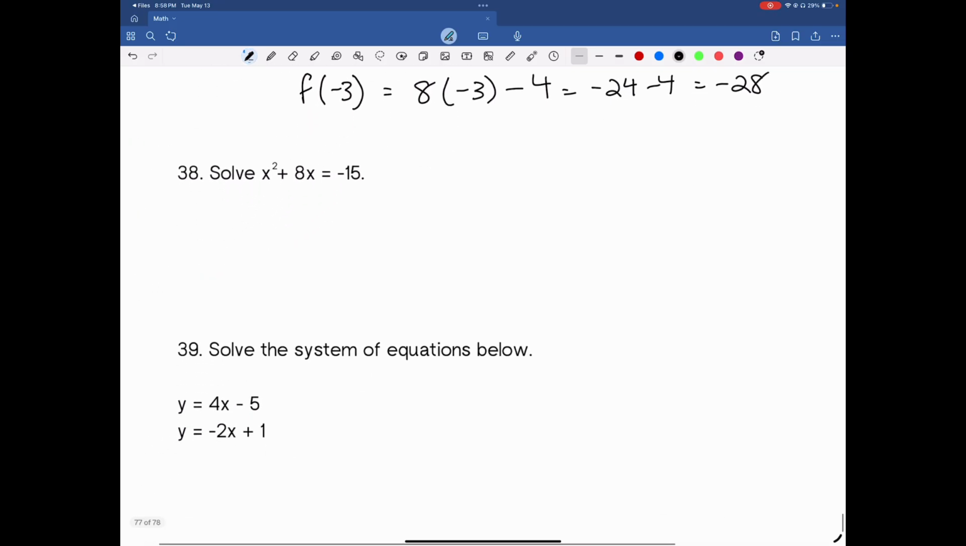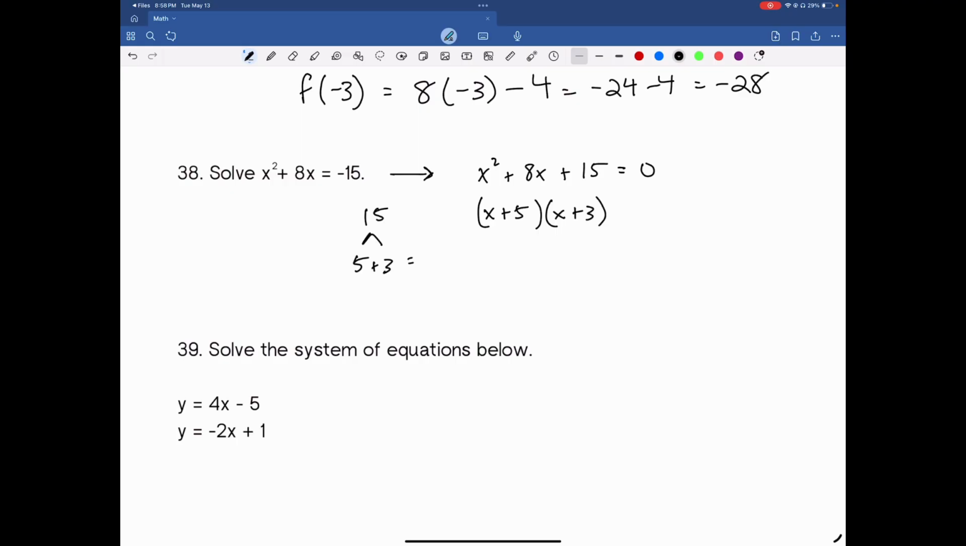Solve x squared plus 8x equals -15. Whenever we solve quadratics and we have an x squared and an x term, we want them to be equal to 0. So x squared plus 8x plus 15 lets us set it equal to 0. And we're going to try to factor. That'll be x plus 5, x plus 3, because for 15, 5 plus 3 gives us 8, and 5 times 3 gives us 15. Set it equal to 0. x equals -5, x equals -3.